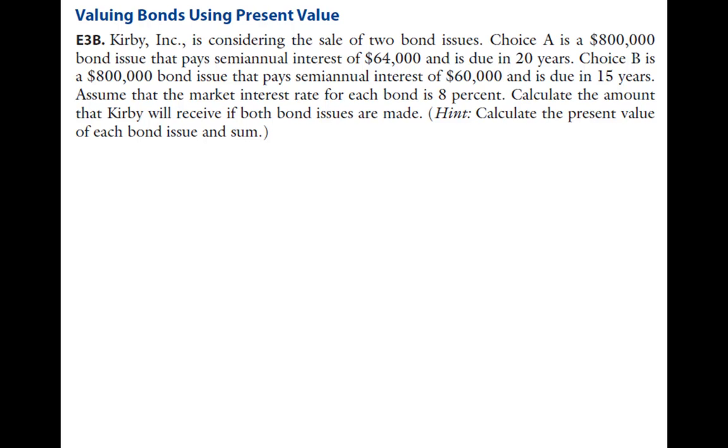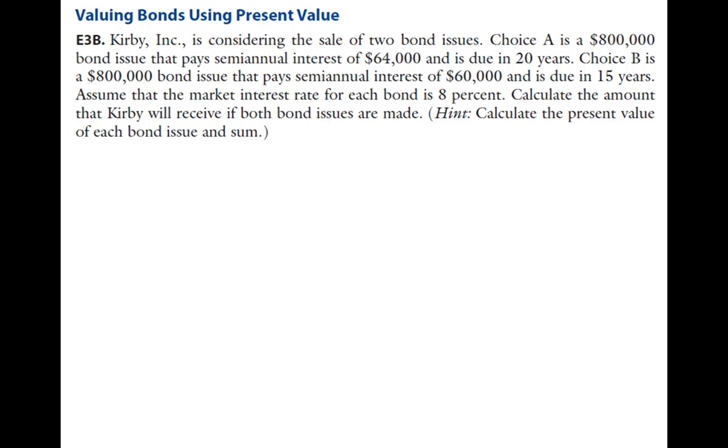Choice A is a $100,000 bond issue that pays semi-annual interest of $64,000 and is due in 20 years. Choice B is an $800,000 bond issue that pays semi-annual interest of $60,000 and is due in 15 years. Assume that the market interest rate for each bond is 8%. We will calculate the amount that Kirby will receive if both bond issues are made.